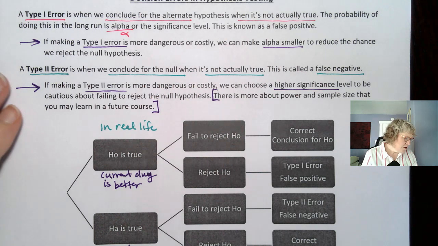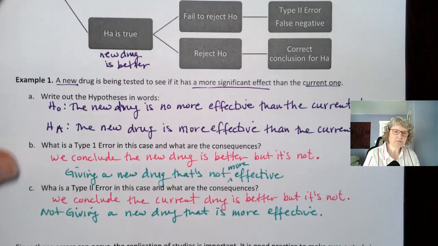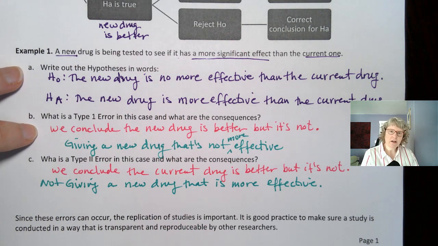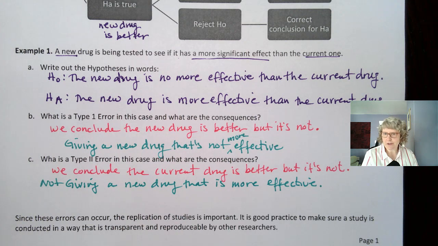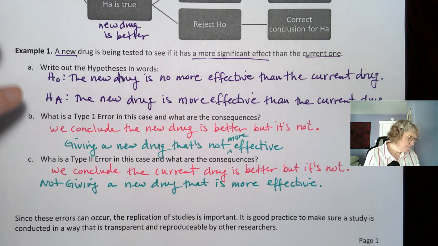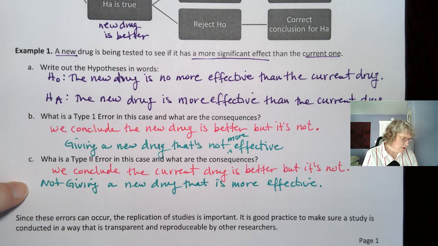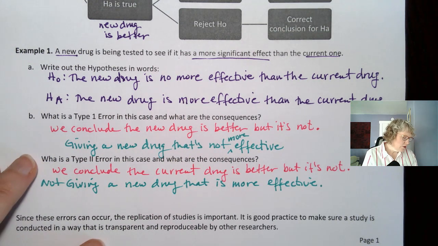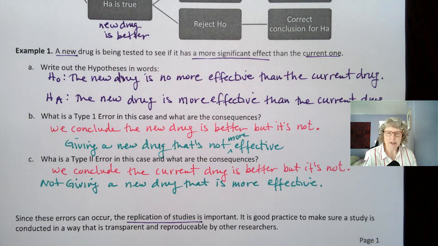And then one more note at the bottom about all this, because these errors can and do occur, right? But we don't know. We might know later on, like if we give a new drug that's not more effective, we'll probably figure that out in a while. If we don't give a new drug, if we put it on the shelf and don't give it, maybe later someone will say, hey, we should really study that again, or something changes, they bring it out. But also, we could just do more testing, right? So since these errors can occur, the replication of studies is really important. And you'll see this, you talk about repeatability and replication. This is happening all the time.